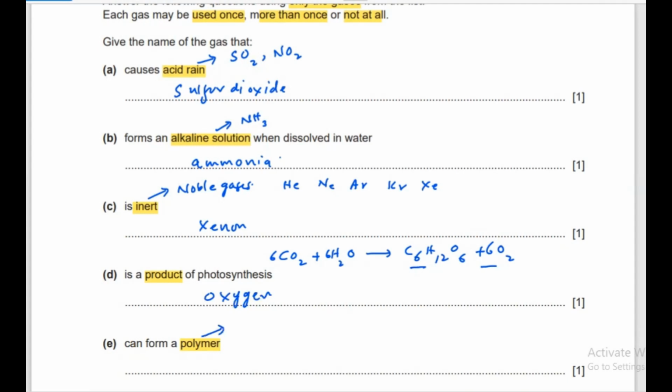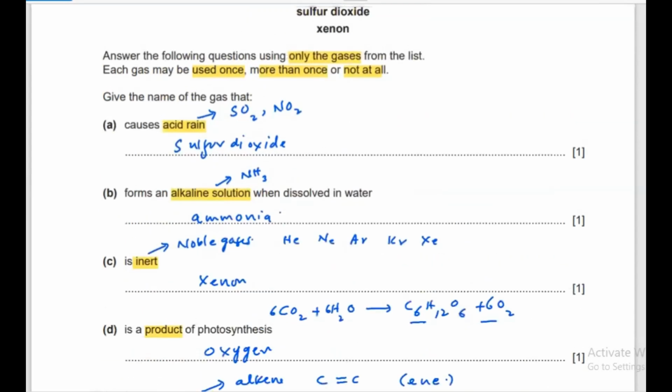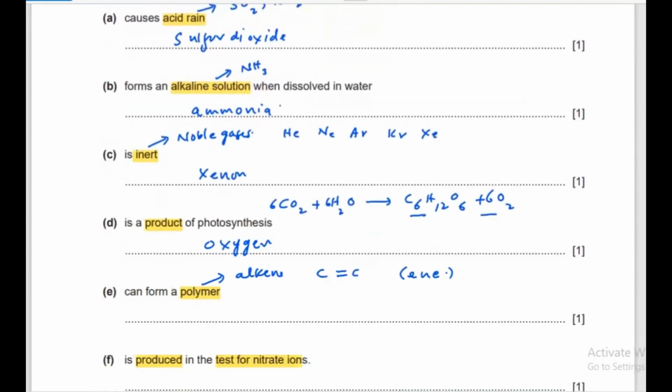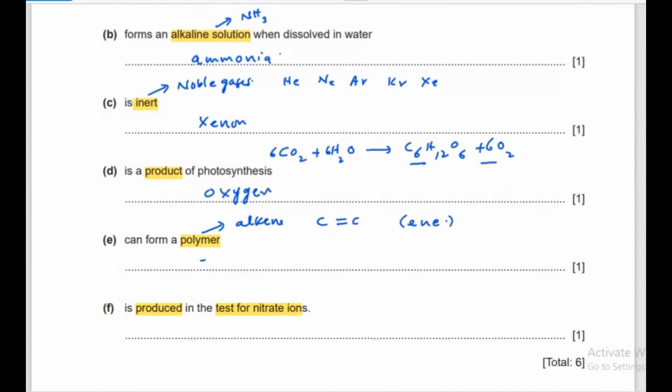Can form a polymer. Polymerization is the property of alkenes. So all the hydrocarbons which contain a double covalent bond, or in the name, they have the ending code or suffix "ene," are responsible for polymerization. Just check the name. Ethene, as the ending code is "ene." So this is an alkene, containing a double covalent bond between carbon and carbon. So that is responsible for polymerization.